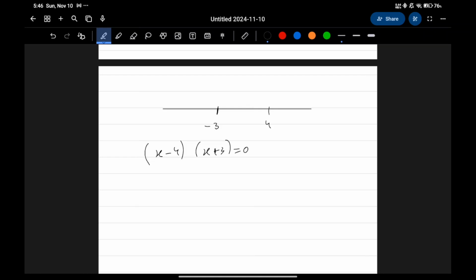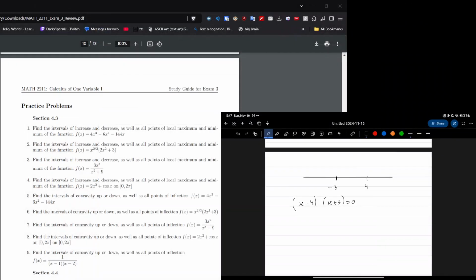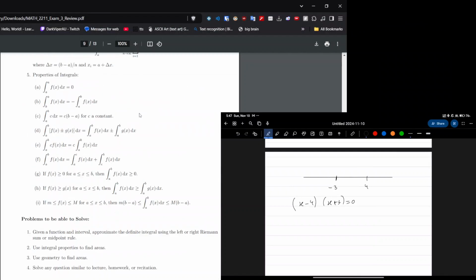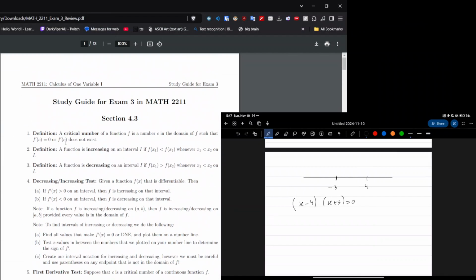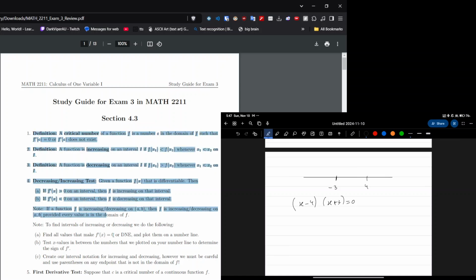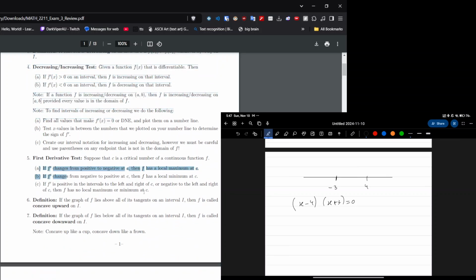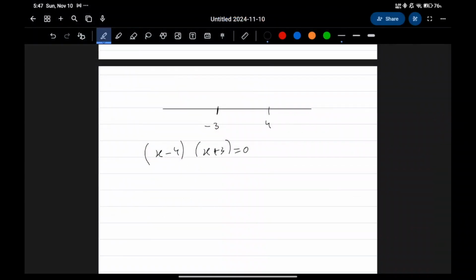Okay, we are starting with our test 3 review. Let me quickly show you this. So right now we are over here, we are trying to find the critical numbers and increasing, decreasing and the first derivative test. We are on the first derivative test right now. Alright, let me switch back.